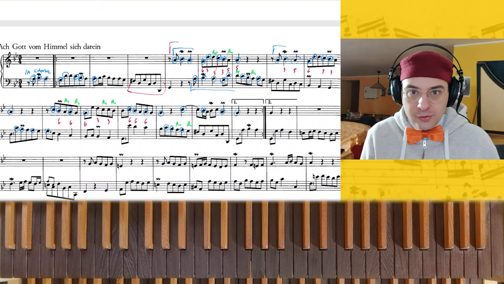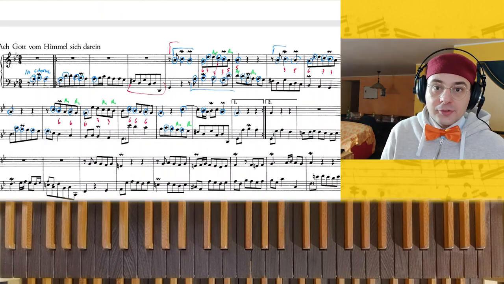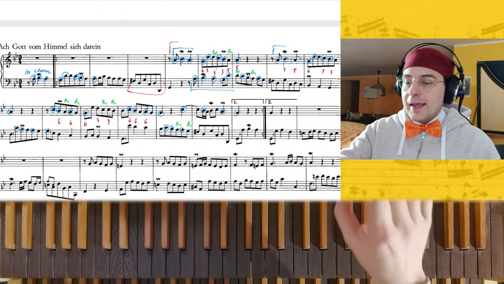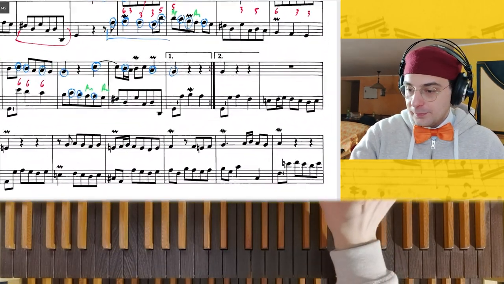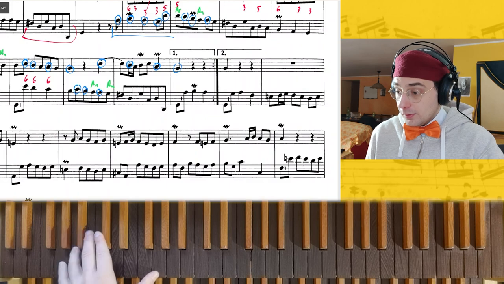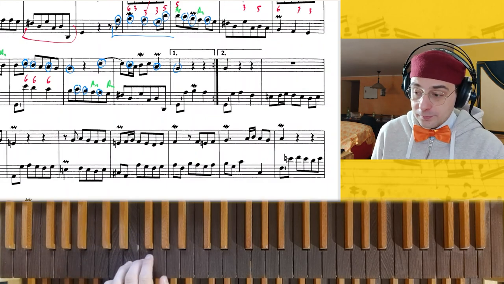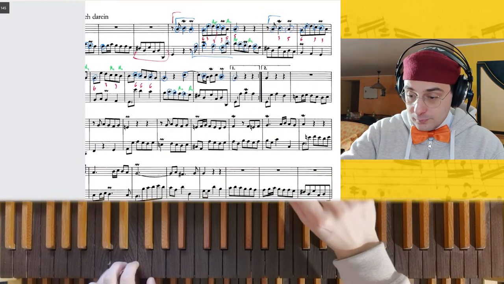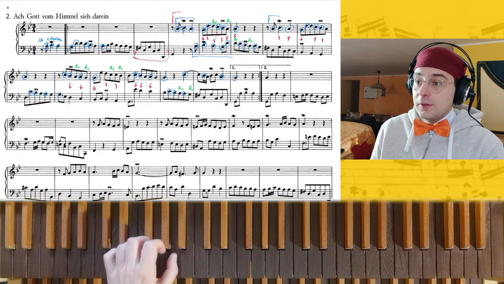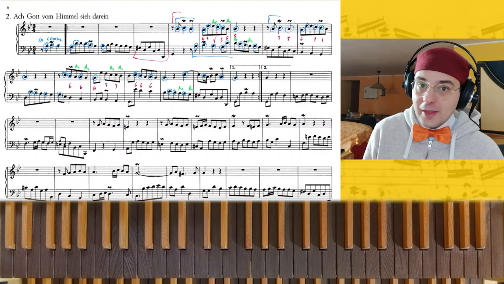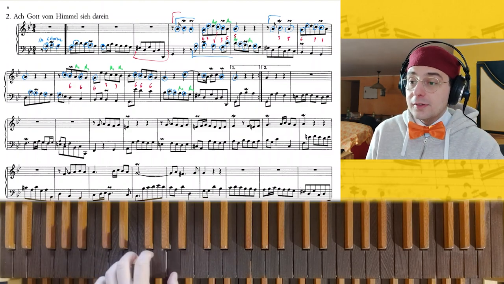Now we have the refrain, because the first phrase of the chorale is repeated again. Okay, now let's go on to the second part of this chorale. This actually is the melody of the chorale, that is.